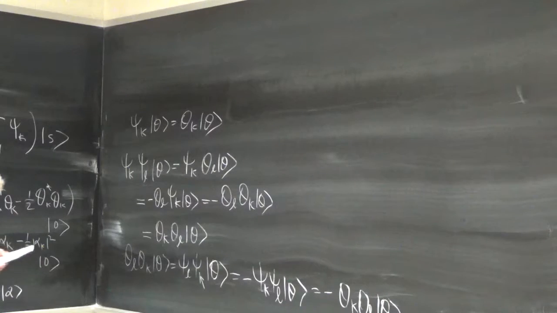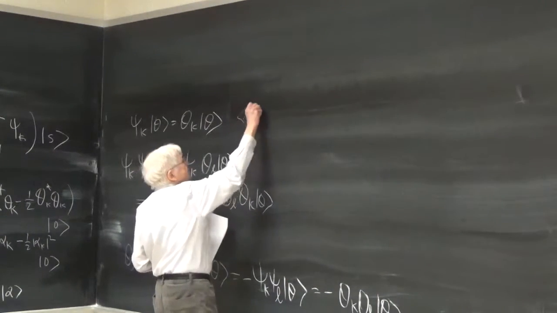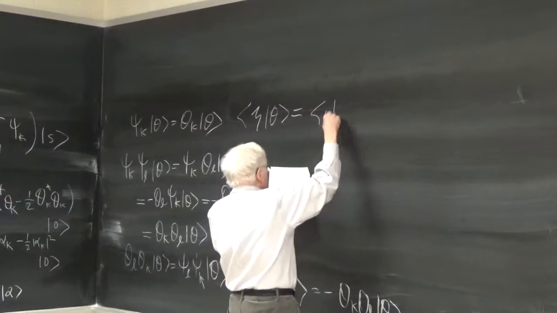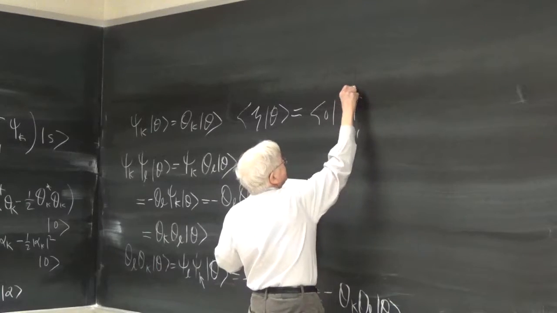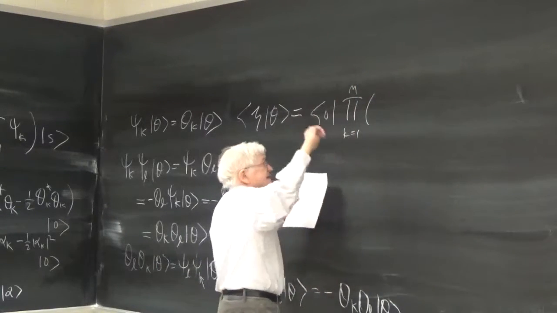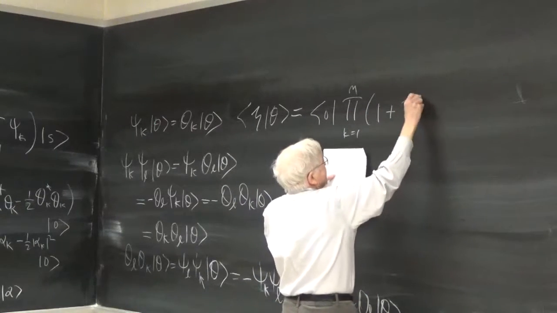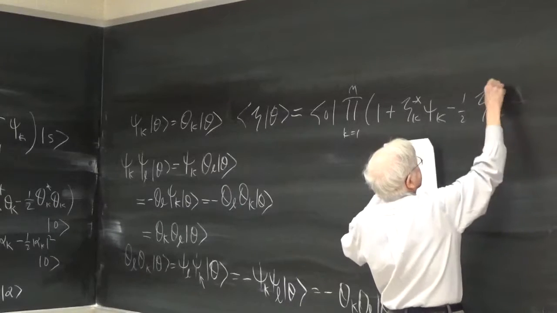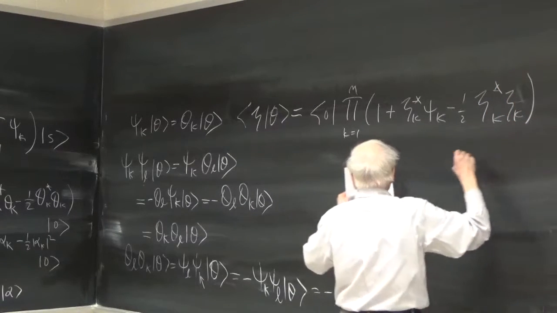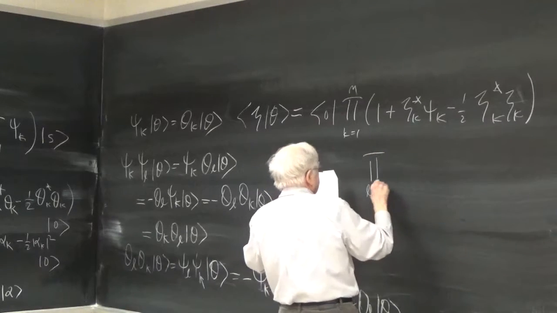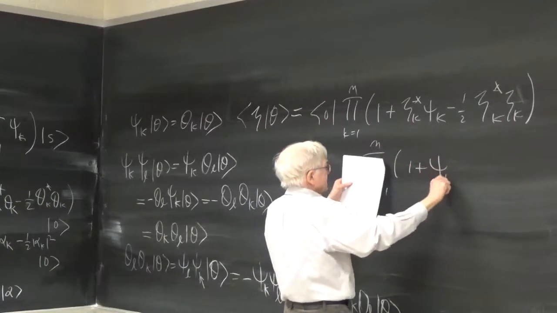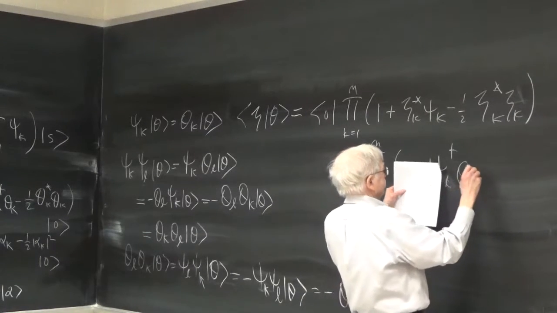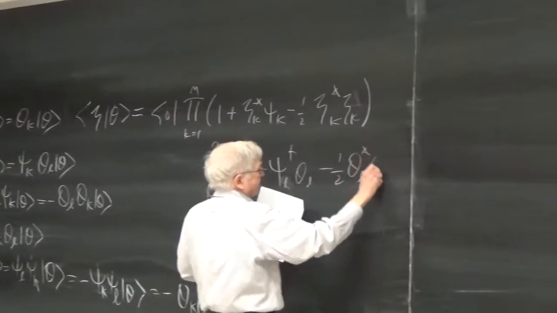Anyway, let's compute the inner product of two coherent states. Then what we have here is the ground state, and then we have a product, k equals 1 to n, expanding the exponential and taking the adjoint and so forth. We have 1 minus zeta k star psi k minus a half zeta k star zeta k, and that multiplies the product of, say, L equals 1 to n of 1 plus psi k dagger theta L, minus a half theta L star theta L.